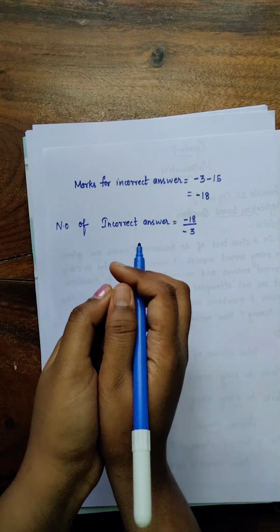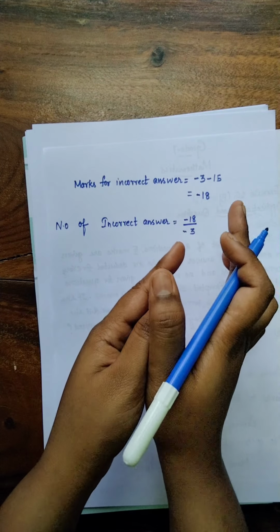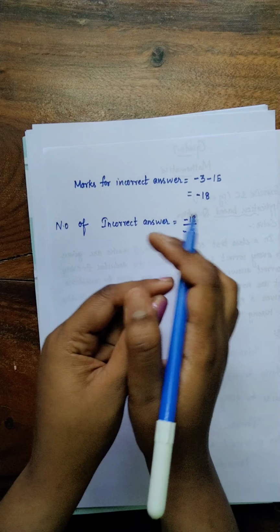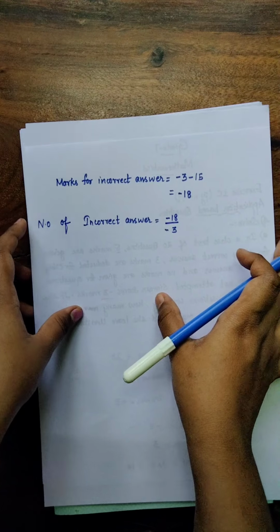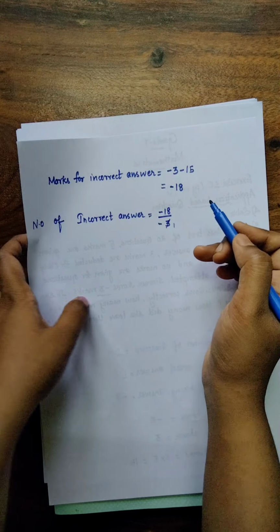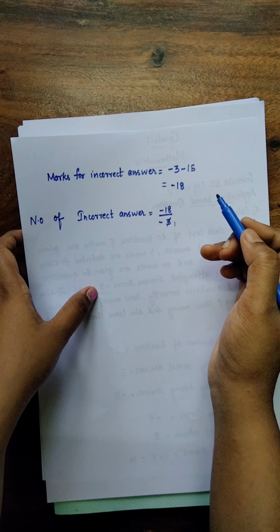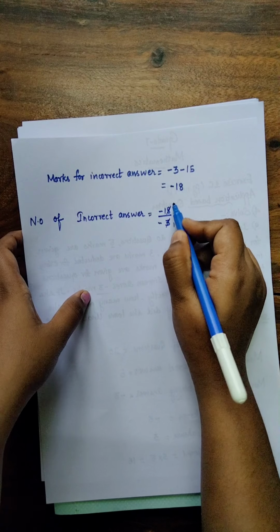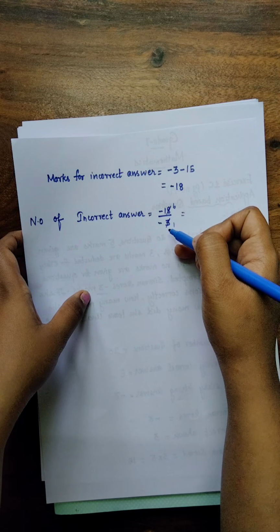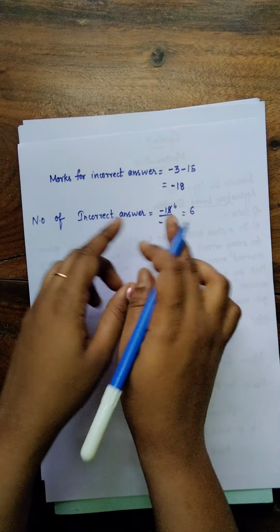So, the number of incorrect answers is equal to marks scored for incorrect answers divided by marks reduced for one incorrect answer. Minus 18 divided by minus 3. You all know the 3 tables, right? 1 3 is 3, 2 3s are 6, 3 3s are 9, 4 3s are 12, 5 3s are 15 and 6 3s are 18. When you divide a negative by a negative, the answer is positive. Yes, very good. So, the number of incorrect answers is 6.